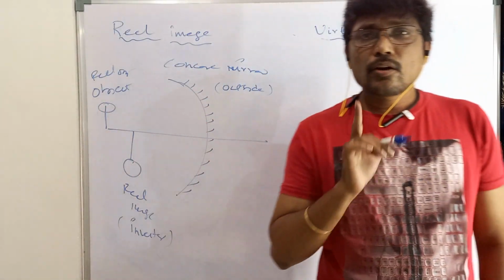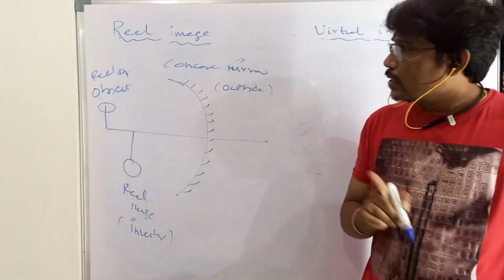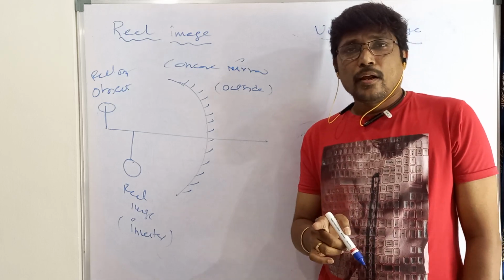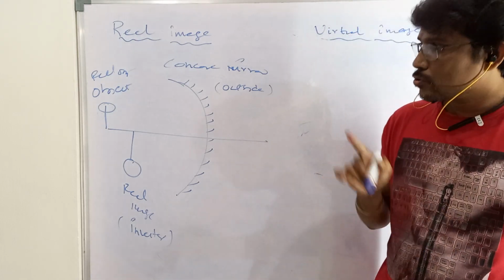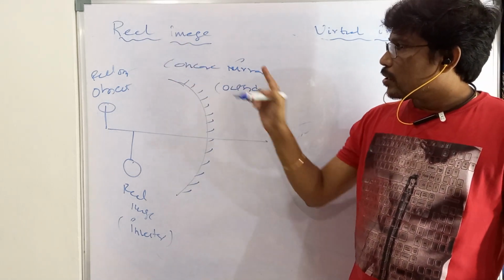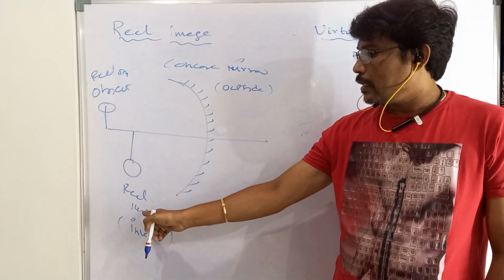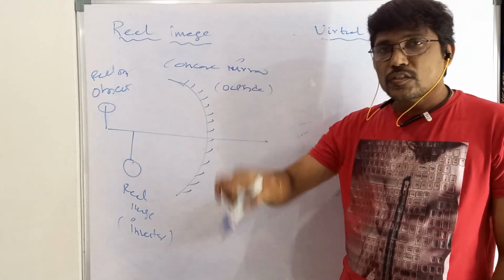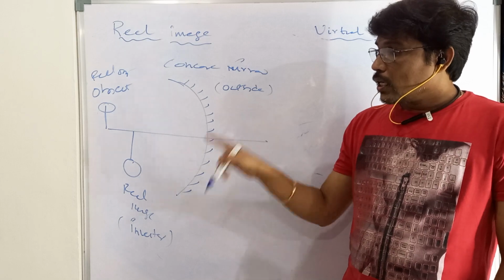So one thing is, in a convex lens you get a real image, in a concave mirror you get a real image. But is there a chance to produce a real image in a mirror? Yes, there is a chance. That also I will discuss. So real image is formed in a concave mirror. This is the object, but this is the inverted image you get. This inverted image is a real image.